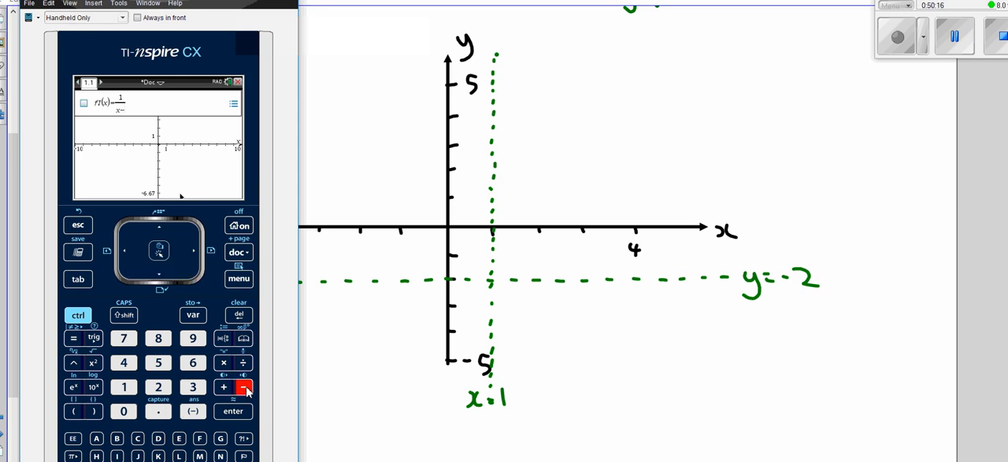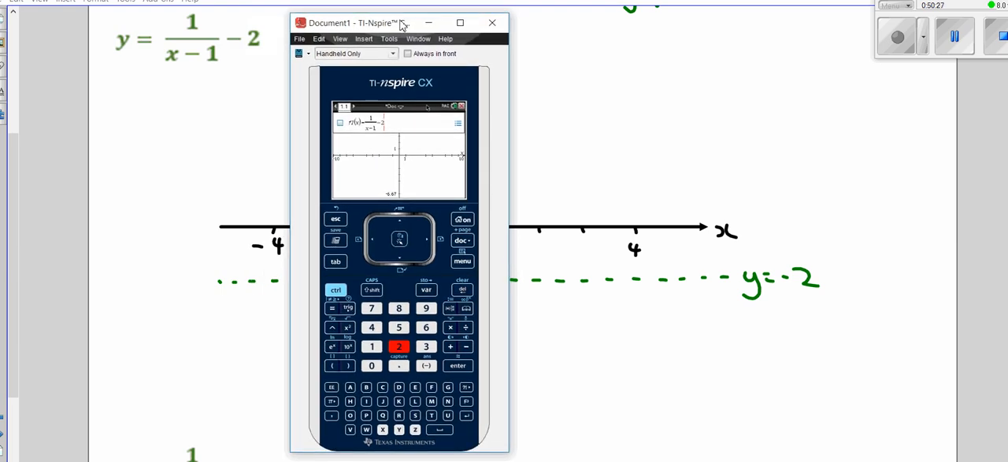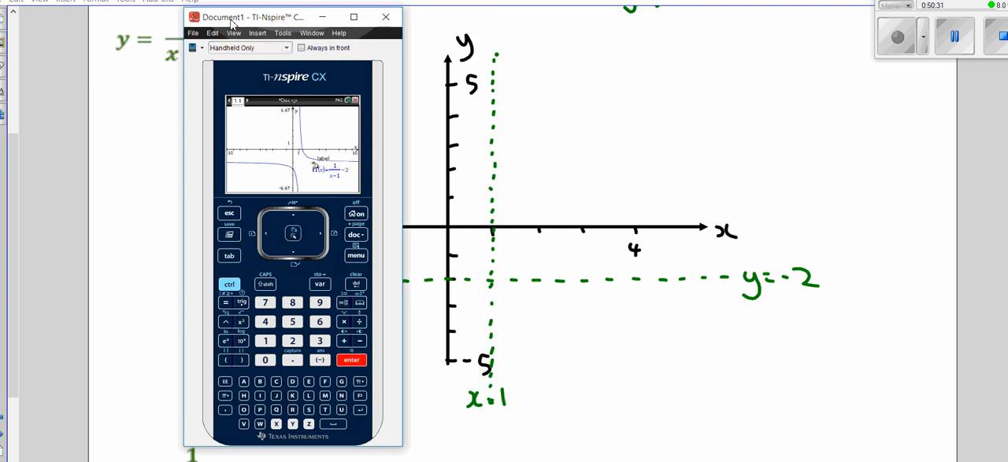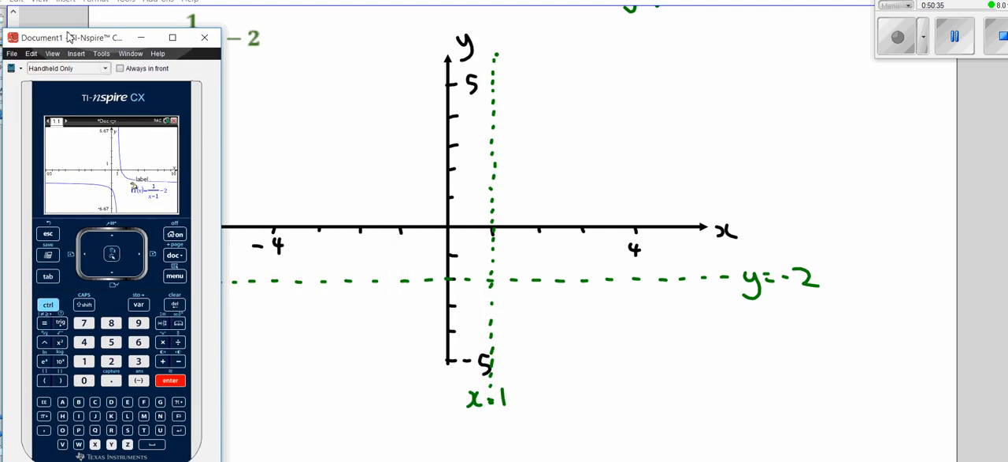x minus 1 minus 2. Double check, have I got the right one? 1 over x minus 1 minus 2, that's it. Enter. If you want to double check your axes, maybe I'll make my x negative 4 to 4 and y negative 5 to 5.